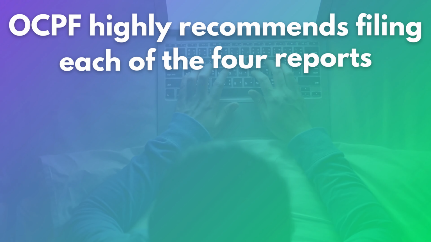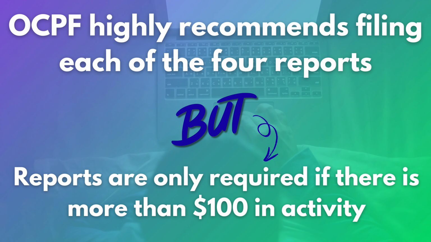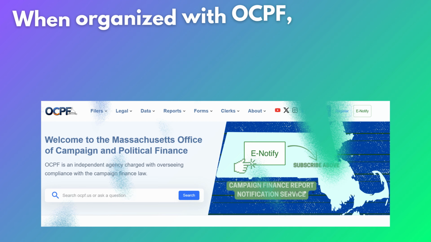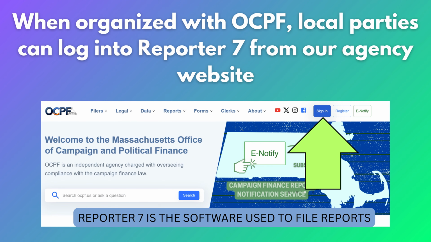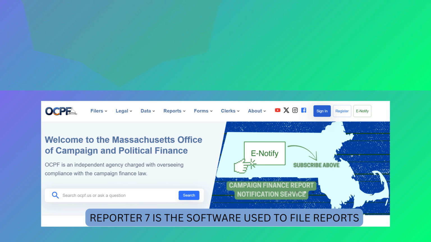We highly recommend filing each of the 4 reports, but reports are only required if there is more than $100 in activity. A Reporter 7 demo. When organized with OCPF, local parties can log into Reporter 7 from our agency website.